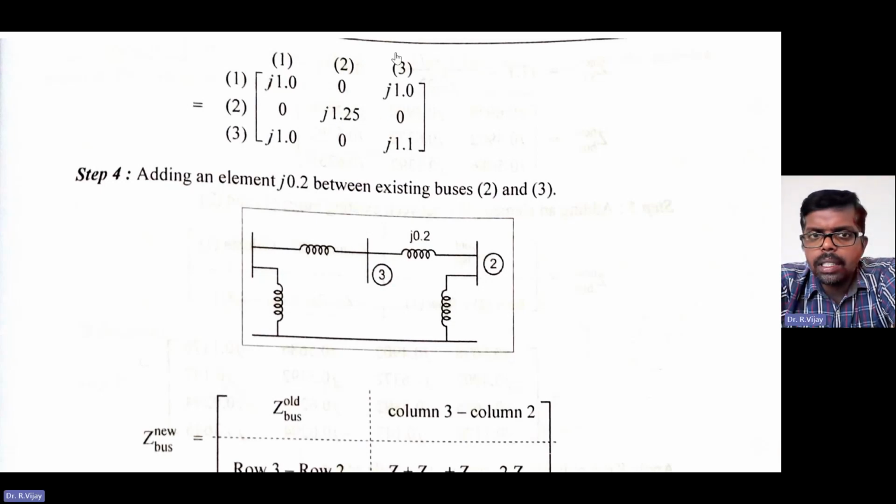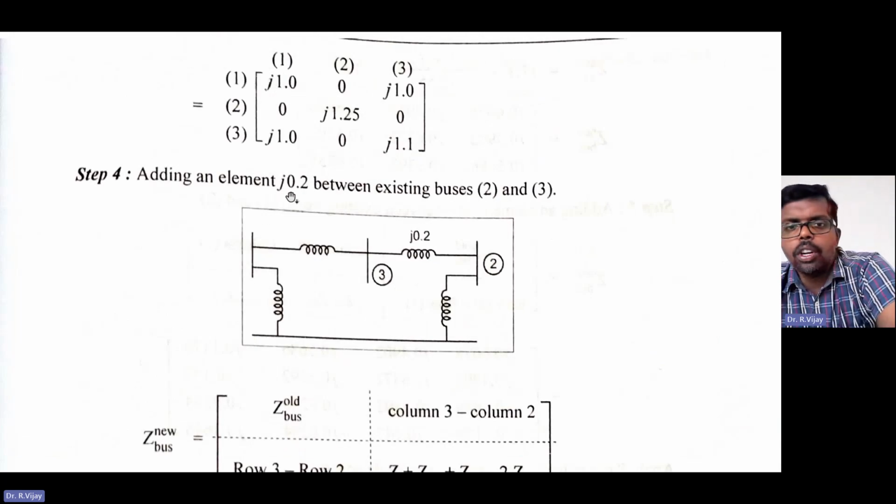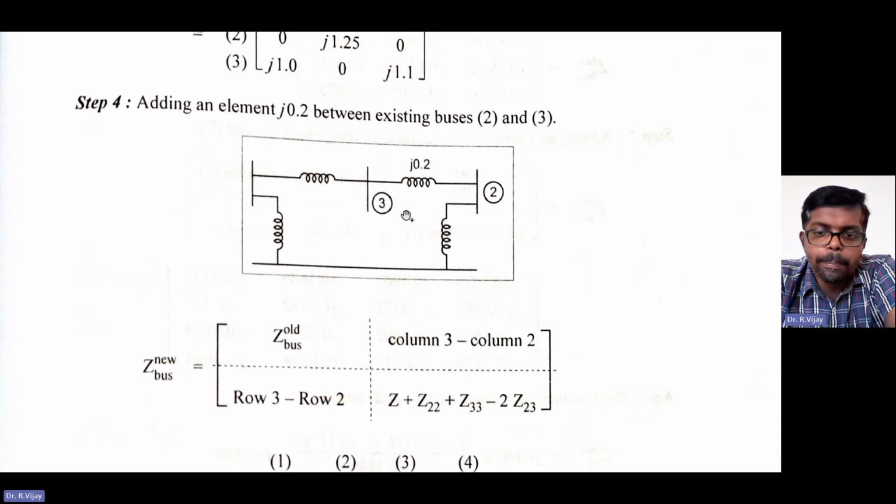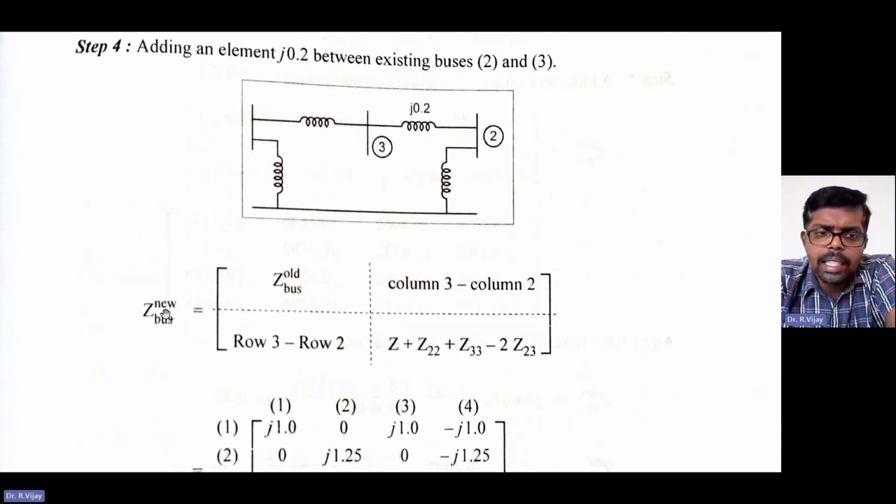Okay. So now you can get the 3 cross 3 matrix. Now next step is step number 4: adding an element j into 0.2 between the existing buses 2 and 3. This 2 is already existing, this 3 also already existing. Now what is the step? Go back to the bus building algorithm. So the step is Zbus new is equal to Zbus old.